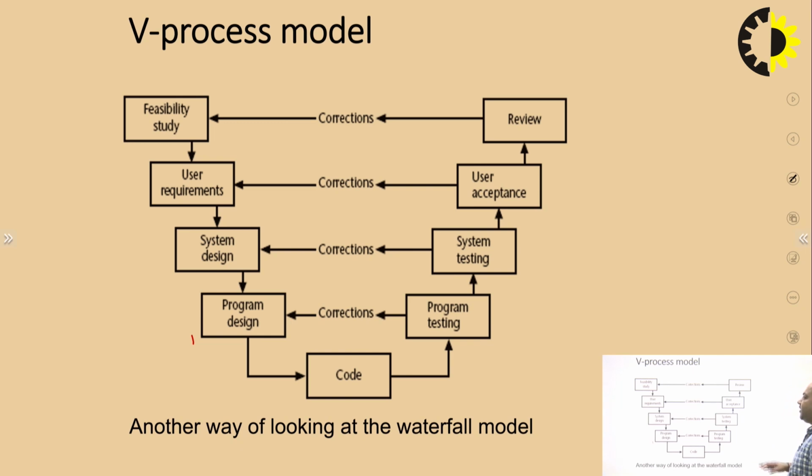And finally, we do a review, and review corrections are related to the feasibility study. So, it is another way of looking at the waterfall model. It has all the phases which are already in the waterfall model, but instead of the shape of stairs, it takes a V shape. Four steps will go down and four steps will go up.